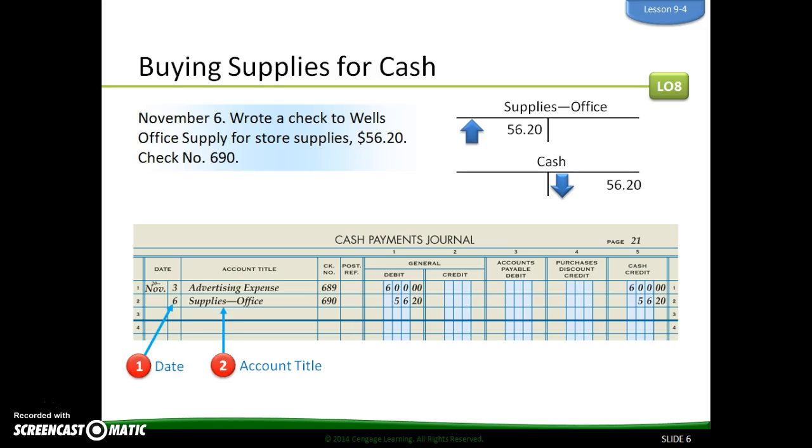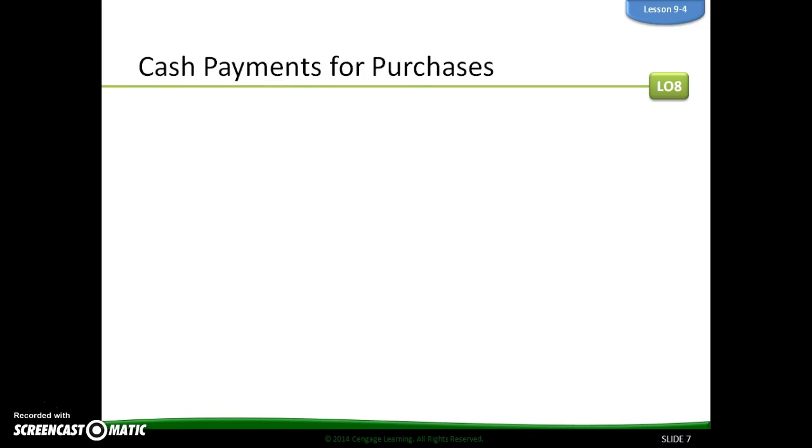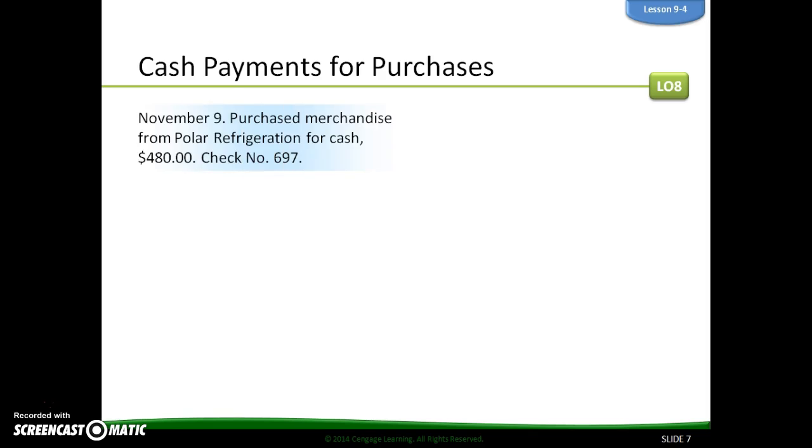When I write this in my cash payments journal, you can see the date. The account title is my office supplies, check number 690. The debit is $56.20, and then the credit is also $56.20. And notice that I'm posting those credits way over in the cash credit column on the end of my cash payments journal. So cash payments for purchases.